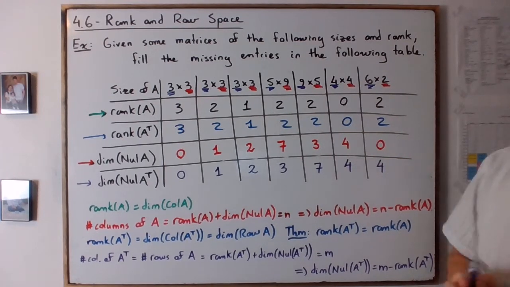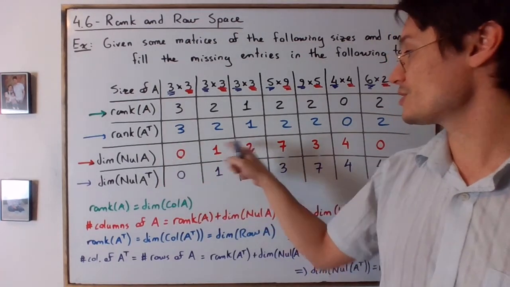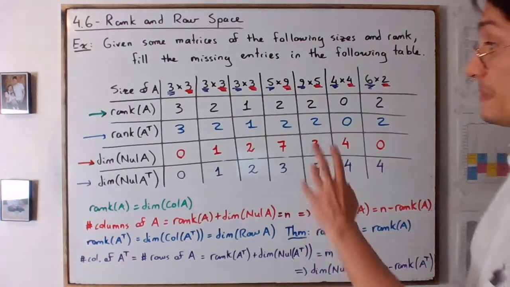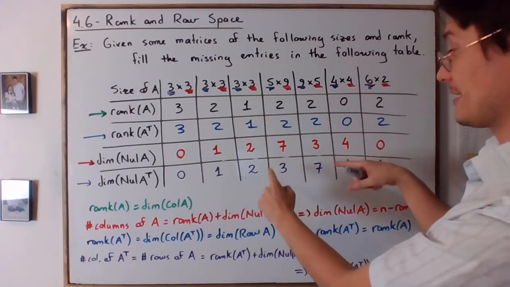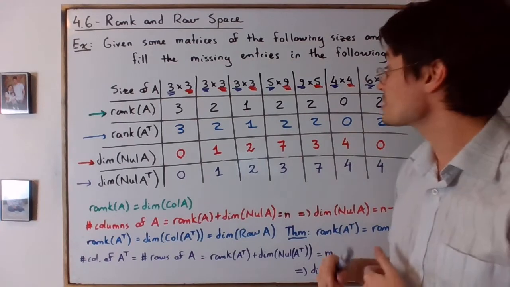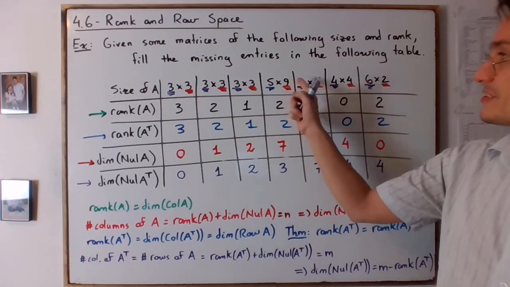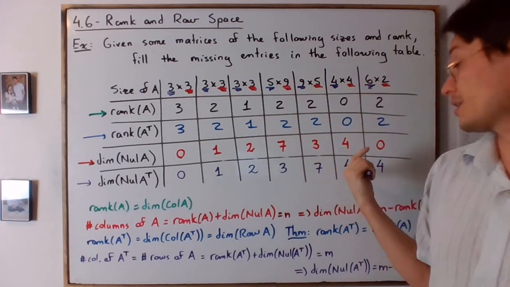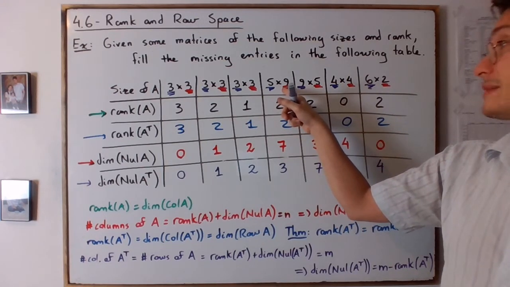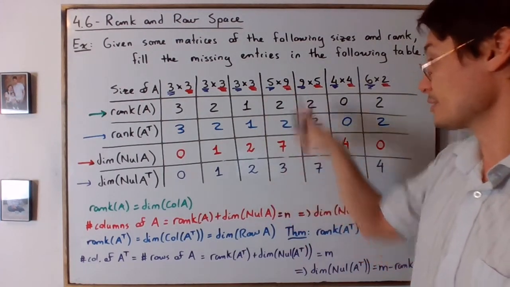If you go too fast, you might think, for example, that the dimension of null A and the dimension of null A transpose are the same, but this is only true if the matrices are square. Otherwise, as you can see in these two columns, the dimensions are swapped, because for the dimension of null A you use the columns, and for the dimension of null A transpose you use the rows. So that's why these numbers are not the same for these two columns.